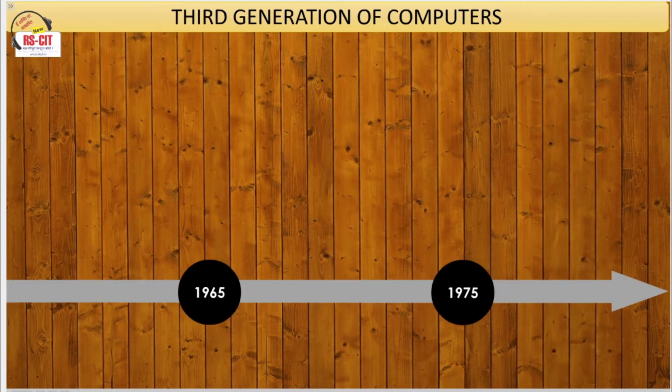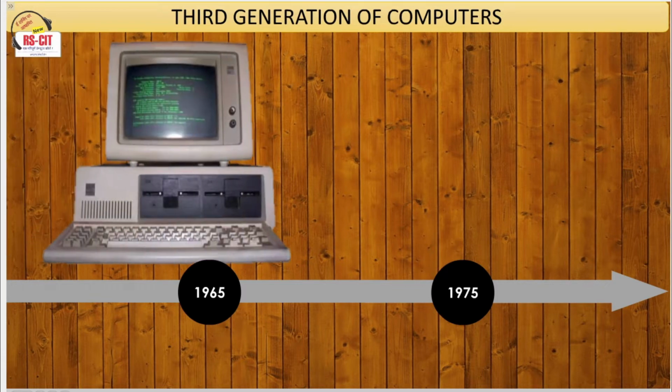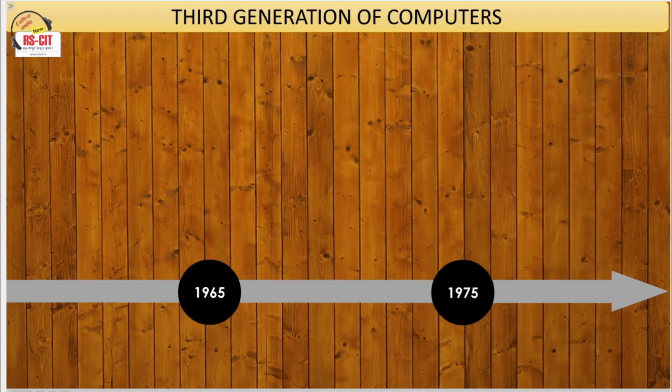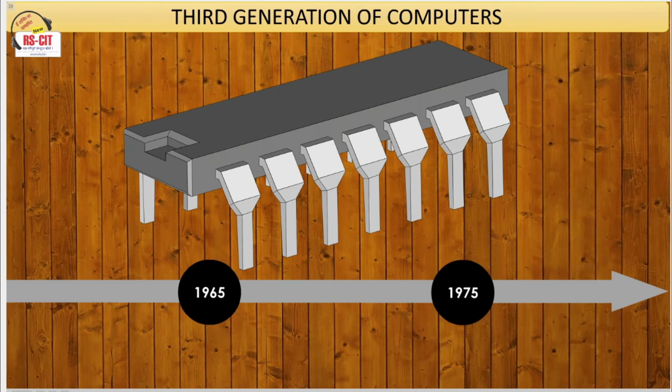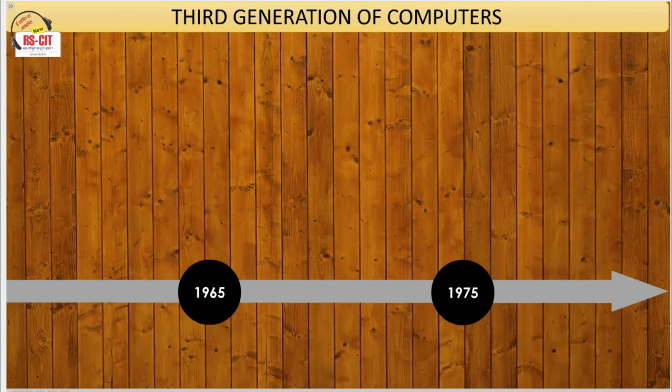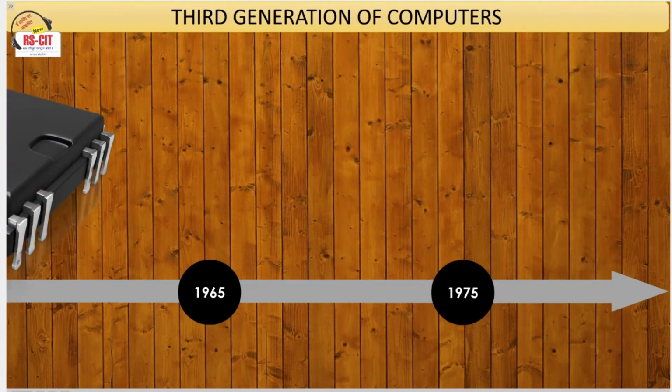1965 to 1975 is called the third generation of computers. The third generation computers used integrated circuits, that is ICs, in place of transistors. A single IC could hold a large number of transistors, resistors, and capacitors, which made the size of the computers more compact. The computers of this generation used keyboards and monitors for input and output respectively.